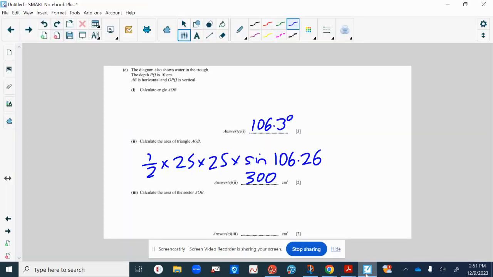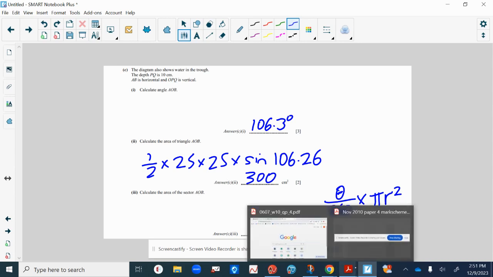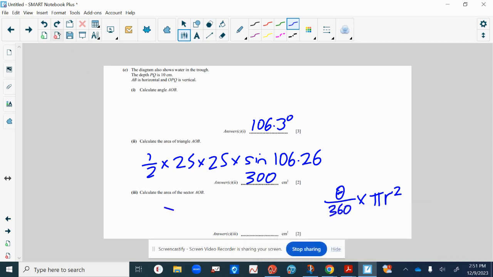Right. Calculate the area of the sector. So remember, for a sector, it's a part of a circle and it's in degrees. So whatever the angle is, over 360 times by pi r squared, the area of a whole circle. So it was 106.26, that's the angle, over 360 times by pi times by the radius, which is 25 squared. So let's just work that out then, shall we?